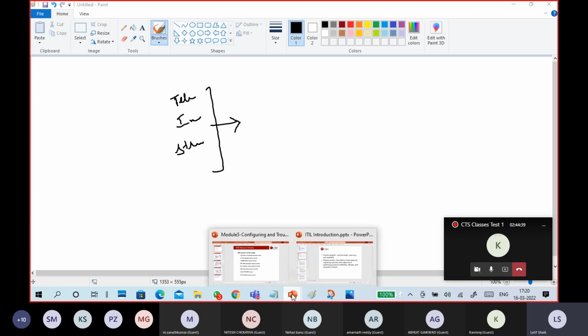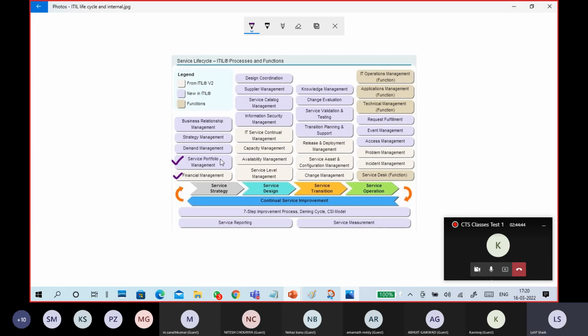So what is service portfolio management? Okay, what are the services available or coming in the pipeline? Upcoming services are there. And what services are you going to provide? So what is our service? What service are you providing? So that is service portfolio management.